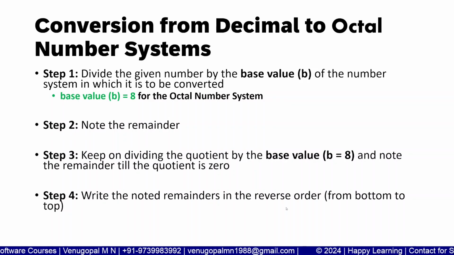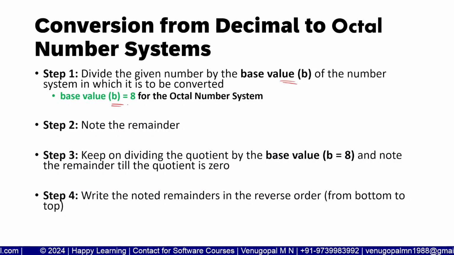So if you see, these are the different steps which you are supposed to follow to convert a given decimal to octal number system, which is exactly same as the binary number system also, but here the base value would be 8. Step 1, divide a given decimal number by base value, which is 8, of the number system in which it is to be converted.